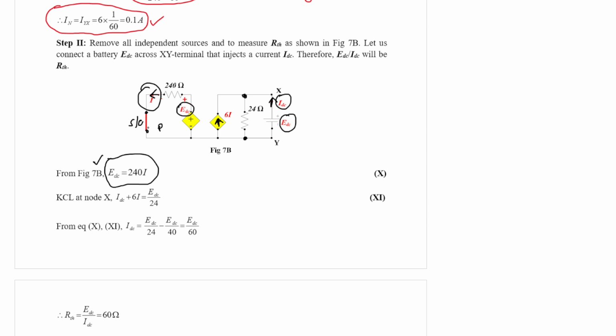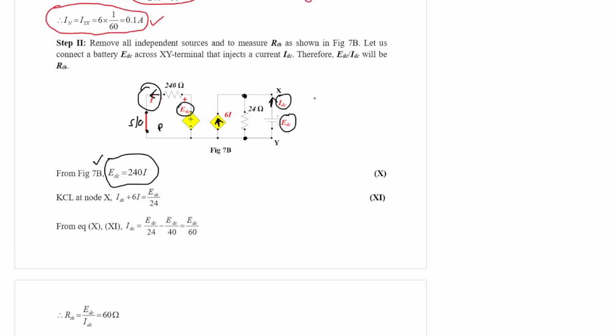From the primary side, we have a dependent source and we have a 240 ohm resistance. The current flowing through it is I, so the drop will be 240I. So they must counterbalance each other. So EDC must be equal to 240I.